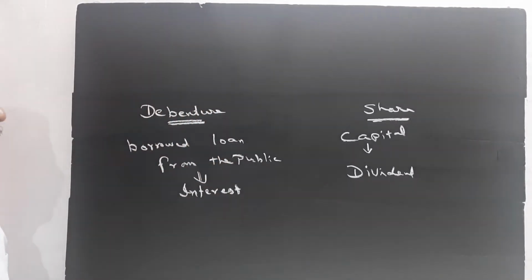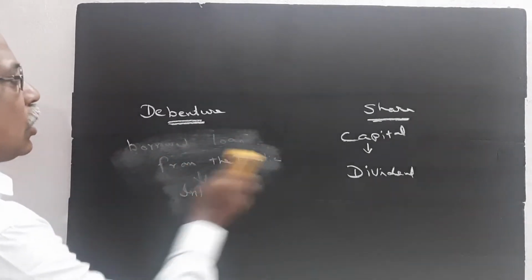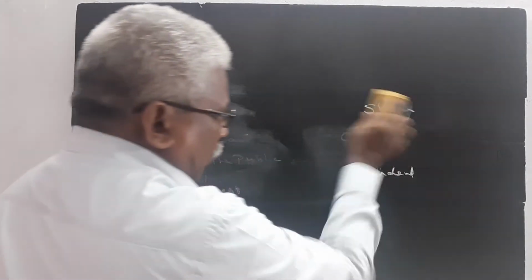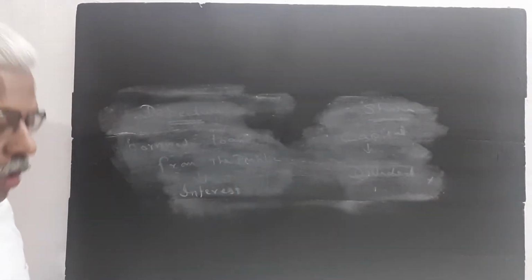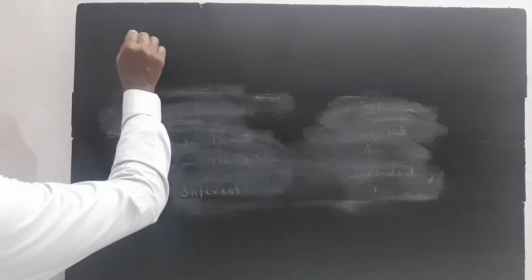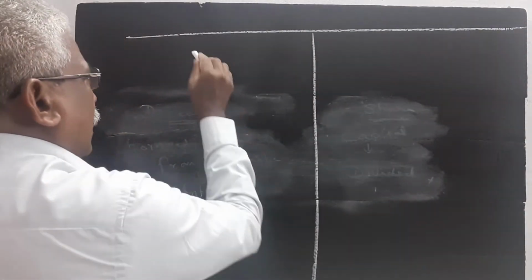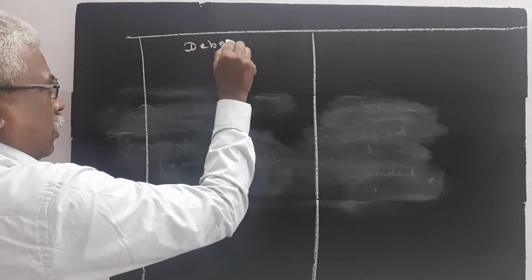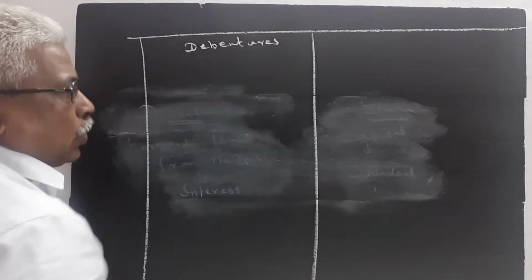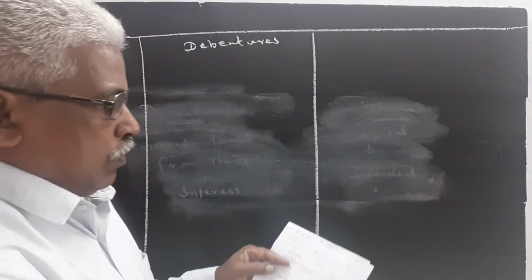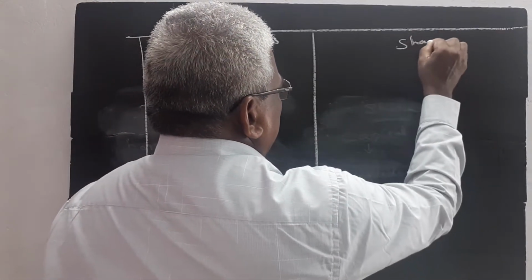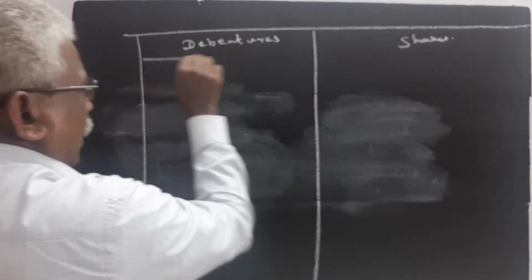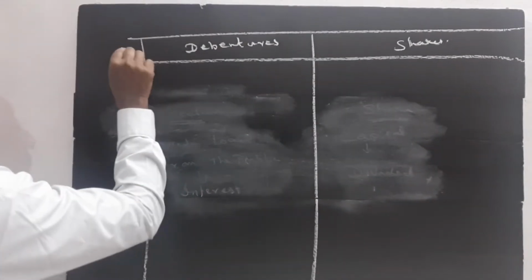Then we study the differences between debenture and share from the examination point of view. If this question is asked, you have to write the answer in columns. First, you draw the columns. Here you write the serial number, here you write debenture, and here share. You write the answer in tabular form. First you write the headings, starting with the serial number.